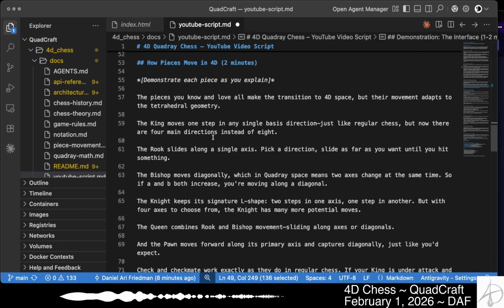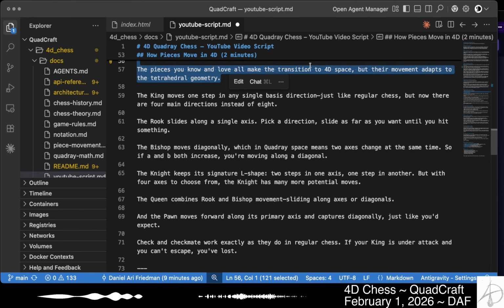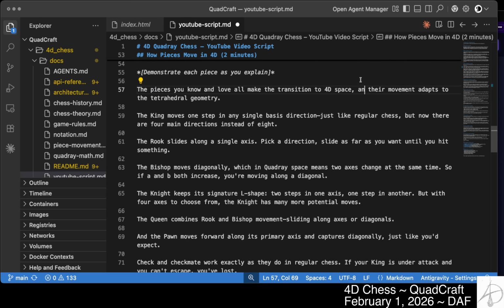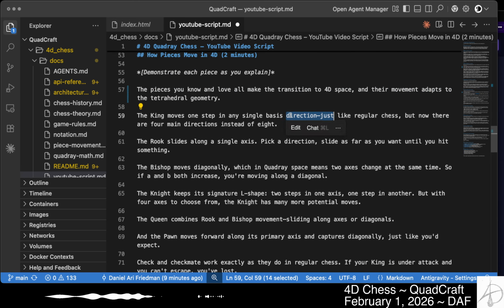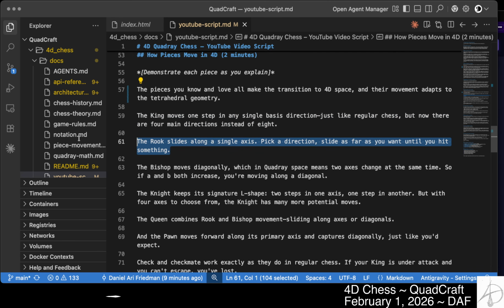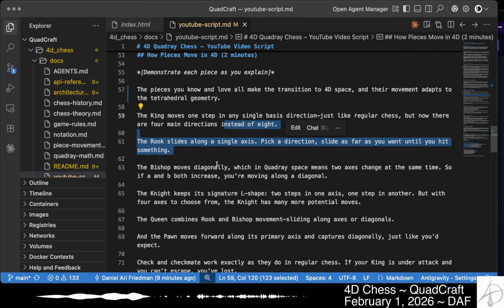The pieces you know and love all make the transition to 4D space, and their movement adapts to tetrahedral geometry. The king moves one step in any single basis direction. Just like regular chess, now there are 4 directions instead of 8. The rook slides along a single axis. Pick a direction and slide as far as you want until you hit something.